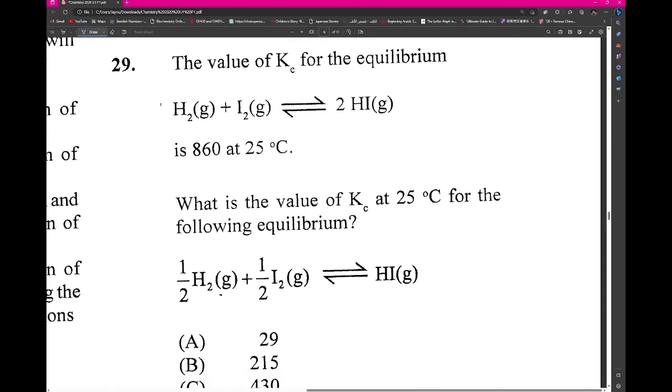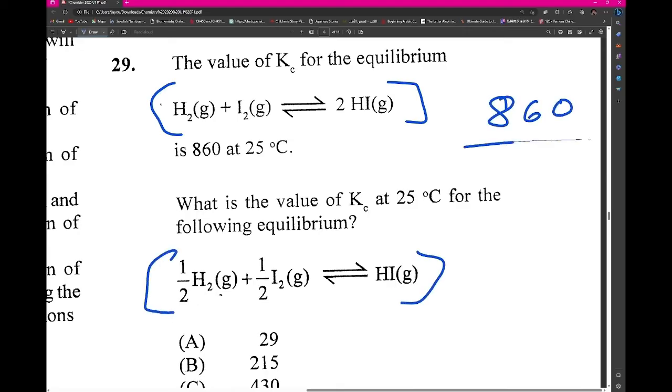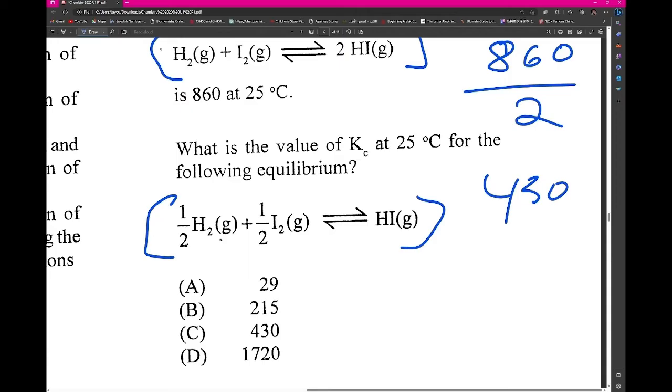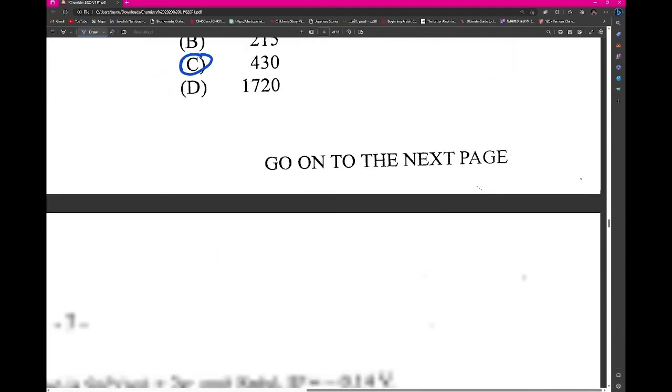Right, so the value of Kc for the equilibrium here. All right, so we were arguing that since everything is halved, we're just going to get the 860 divided by 2. 860 divided by 2. Oh, sorry, my calculator turned off. 860 divided by 2, we should get around 430. Right, oh, that's really how math works. Right, so we're looking at that.